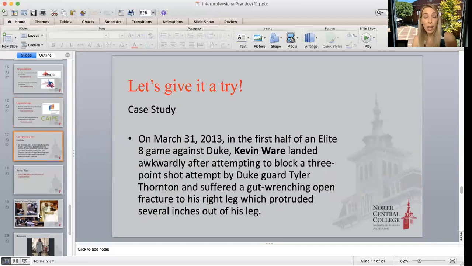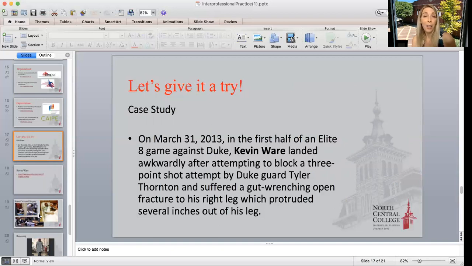So a case study here. On March 31st of 2013, and this was a nationally televised game, the Elite Eight game. So we're talking college basketball here. And it was Louisville against Duke University, an Elite Eight. Kevin Ware, who was one of the players for Louisville, landed awkwardly. It was a non-contact injury after attempting to block a three-point shot by the Duke guard, who was Tyler Thornton.